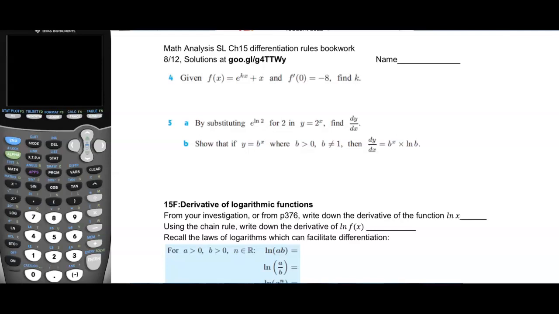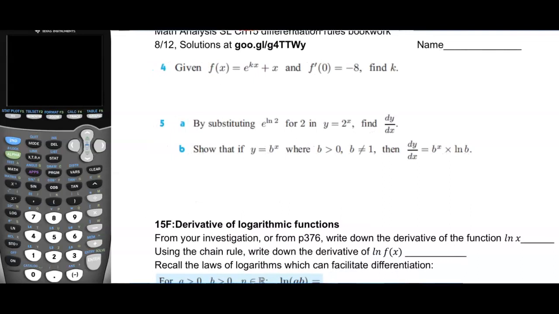Page 8 of differentiation rules. Number 4. Given f of x equals e to the kx plus x, and the derivative at x equals 0 is -8, find k. So this is kind of a backwards problem, right? They put an unknown here. It's a number. We don't know what it is. And then they tell us what the derivative value is at a certain number.